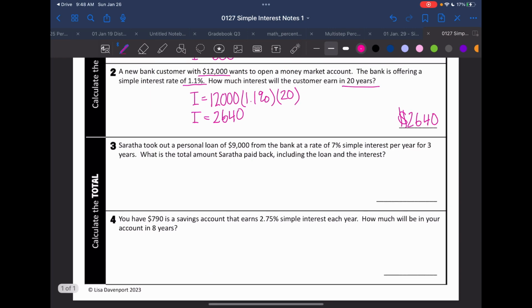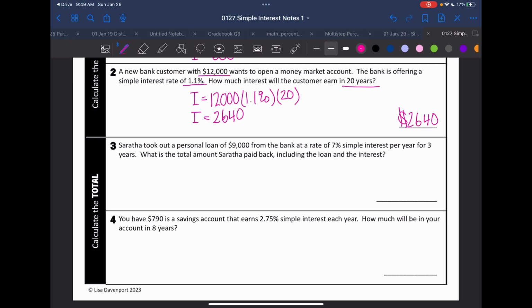Okay, so the difference between the problems that we were doing in number 1 and 2 versus 3 and 4 is now it's like multi-step. So it's no longer just asking us how much interest the customer is going to earn, it's asking us how much total we have to pay back. So we're going to do the same thing because we still have to find the interest.